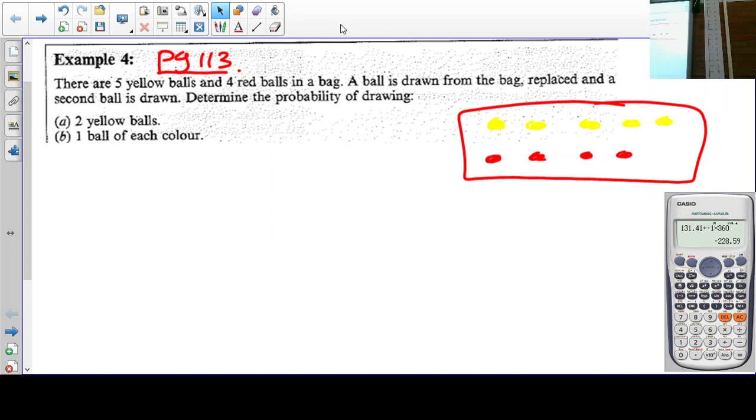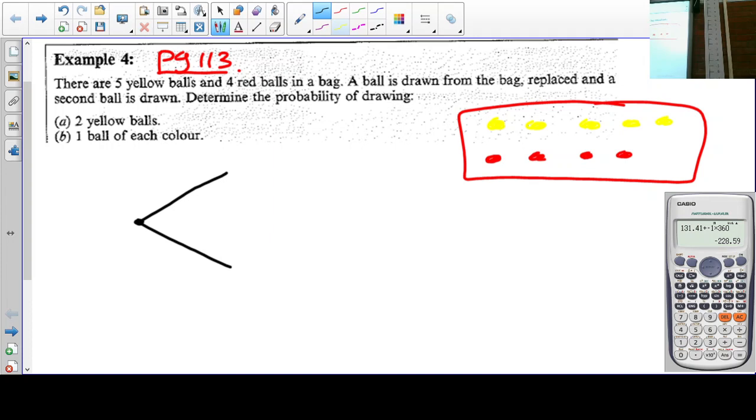So replaced, and the second ball is drawn. Determine the probability of drawing, in the first case, a yellow ball. Remember they told us to draw a tree diagram. This is what a tree diagram looks like. We start off from this common point and we draw 2 branches. If there were 3 different colored balls, then I would have made how many branches? 3 branches.